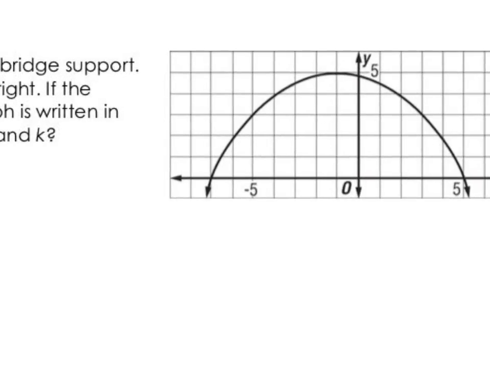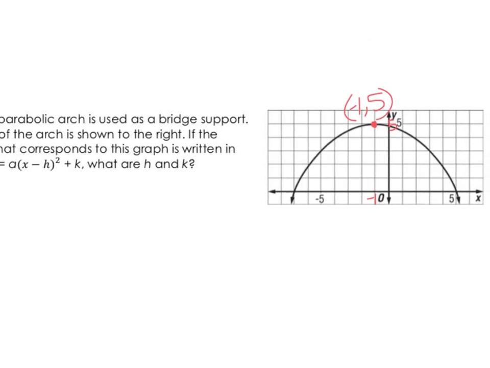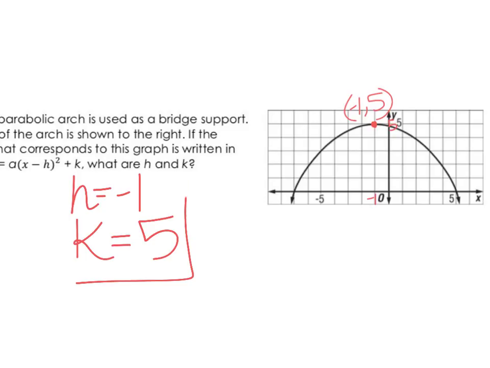H and k are the coordinates of our vertex, and we know our vertex is right here. We know this is going to be x equals -1 and y equals k. So our vertex is going to be (-1, 5). So -1 is our h, and our k is going to be 5. It's as simple as that, and that's our answer to this.